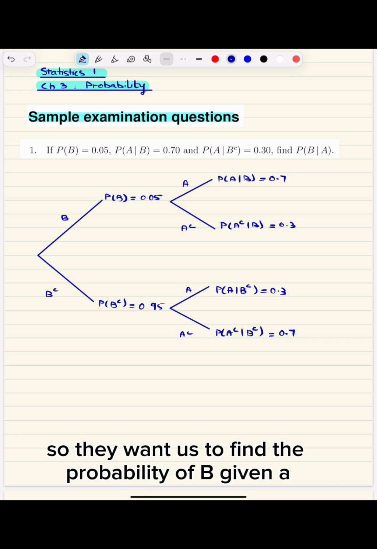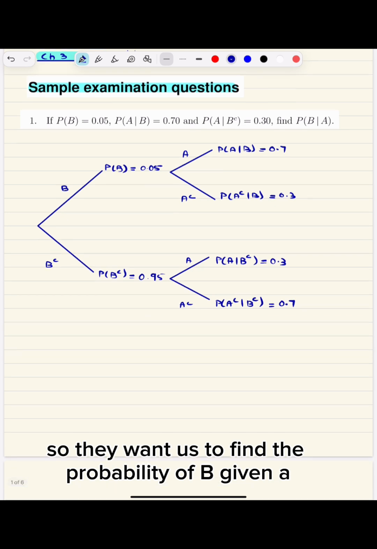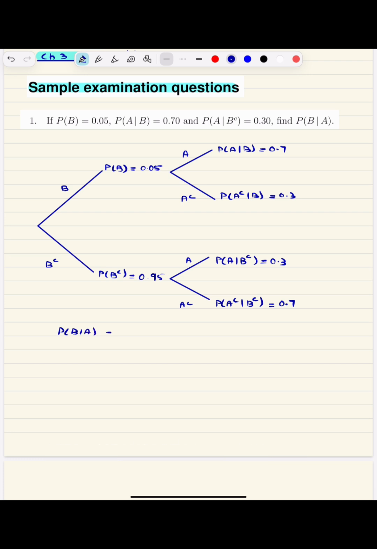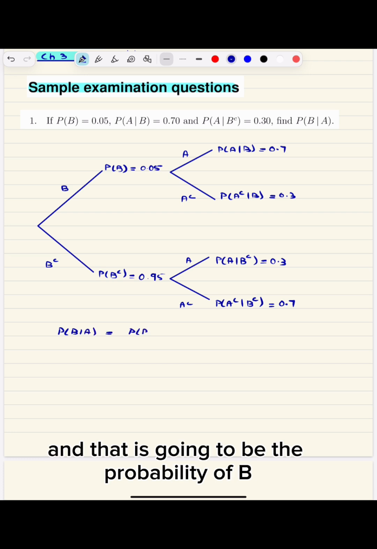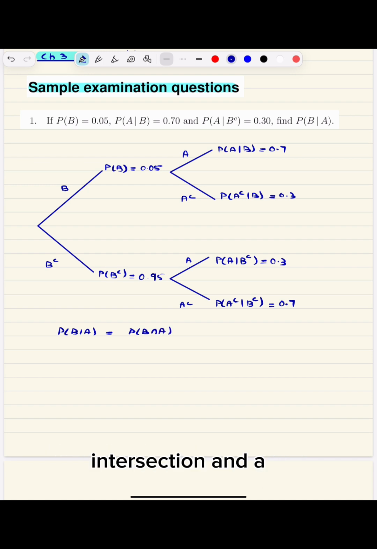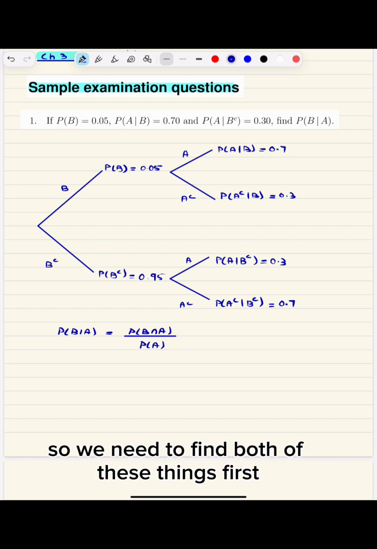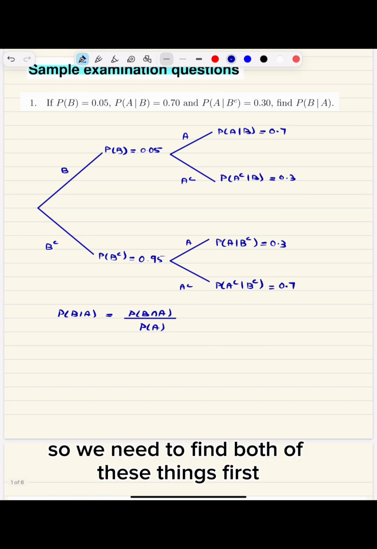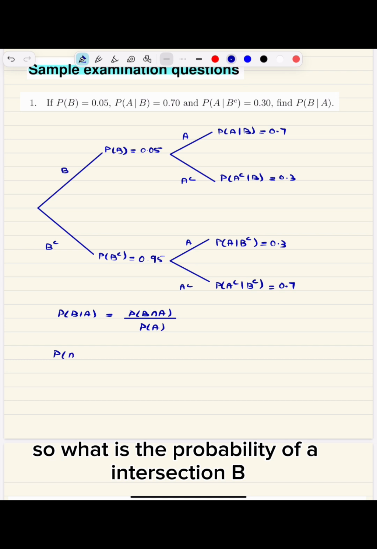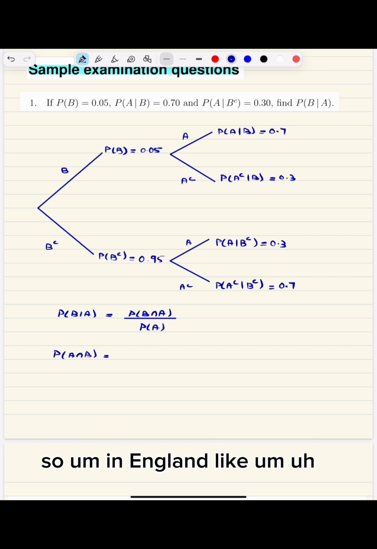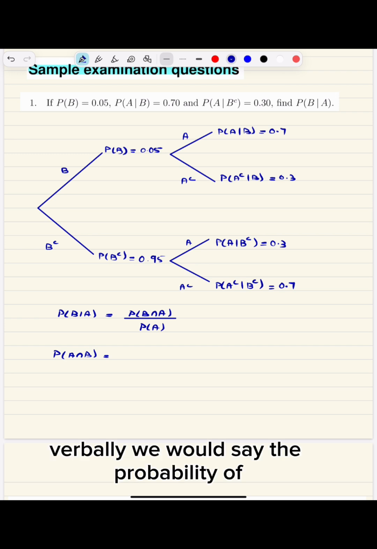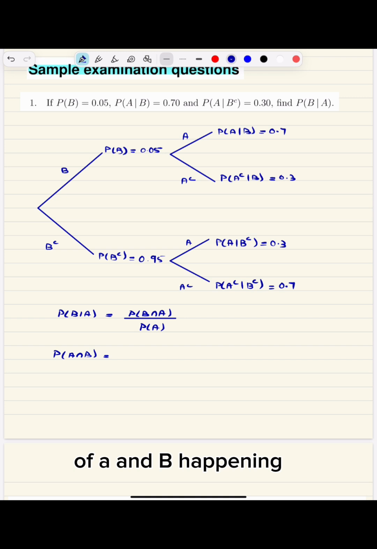Okay, so they want us to find the probability of B given A, and that is going to be the probability of B intersection A over the probability of A. So we need to find both of these things first. So what is the probability of A intersection B? So in English, verbally, we would say the probability of A and B happening.